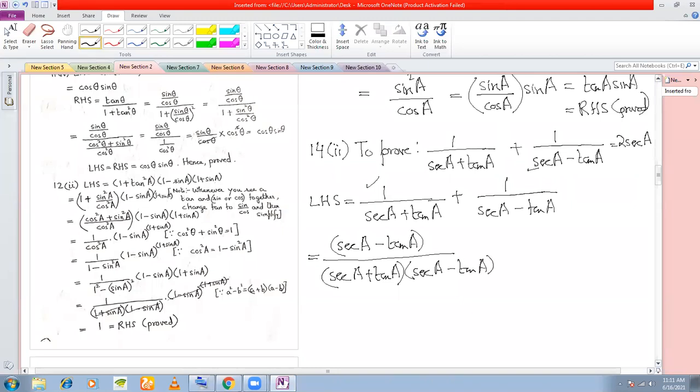So I have multiplied the first fraction by sec A minus tan A in the numerator and the denominator. Similarly, now see, you have a sec A minus tan A in the second fraction. So you multiply numerator and denominator by sec A plus tan A.